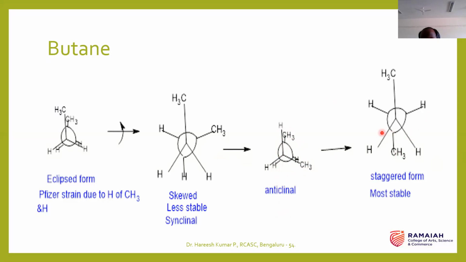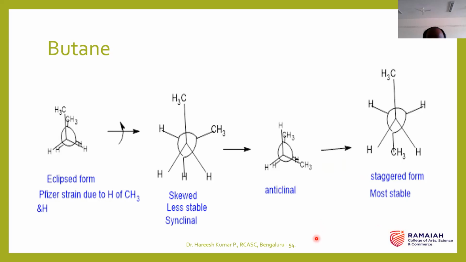And of course, the staggered form is the most stable one. Here you can observe the two bulky groups are away. That's what you need to remember: the two bulky groups are away in the staggered form. That is the reason this Newman projection formula is the most stable one. So this is about butane.